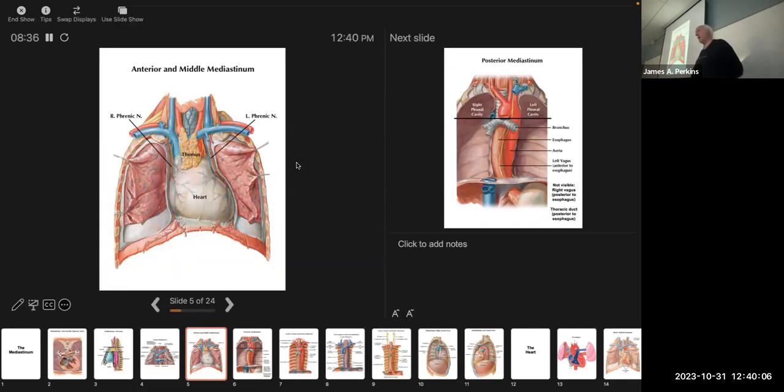The thymus is a gland that's responsible for the production of all of your T cells. In fact, that's where T cells get their name. The T stands for thymus. So all of your body's T cells are produced in the thymus. But it deteriorates with age pretty significantly.